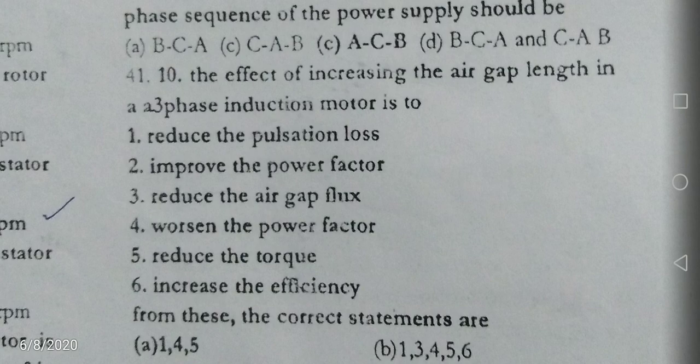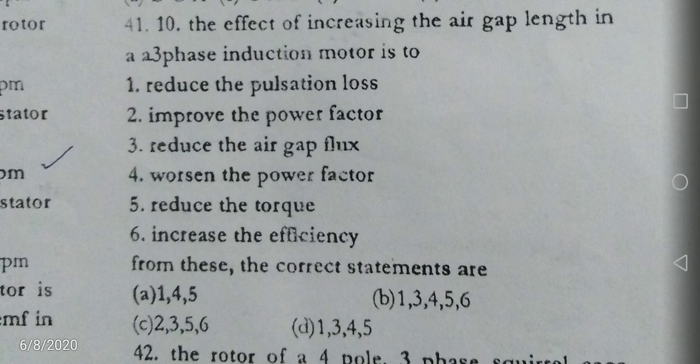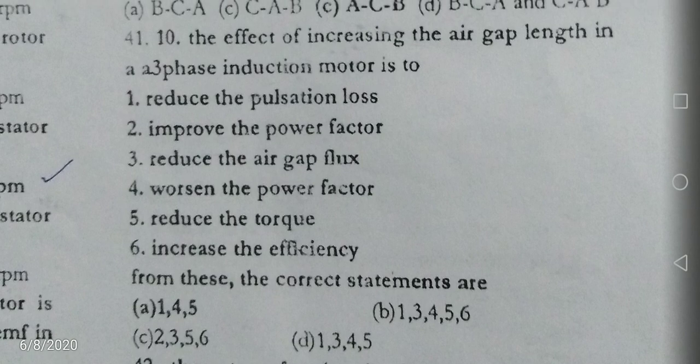Reduce the air gap flux. So increasing the air gap length reduces the air gap flux, because when the air gap length increases, there is an increase in the reluctance, and increasing reluctance means the flux is also reduced, and it worsens the power factor. So that fourth one is correct, because the power factor will decrease.